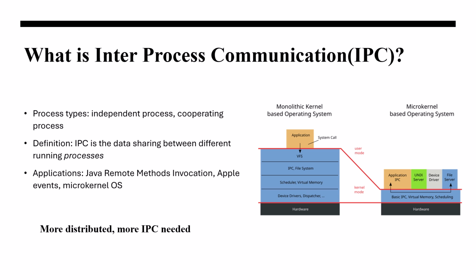If a user program wants to request any service from a server, like writing to disk or reading from disk, it will communicate with the file server in user mode directly. So imagine this system will have a lot of IPC going on every second. To summarize, the more distributed a computer system is, the more IPC we're going to need.